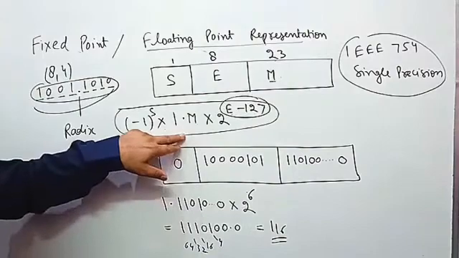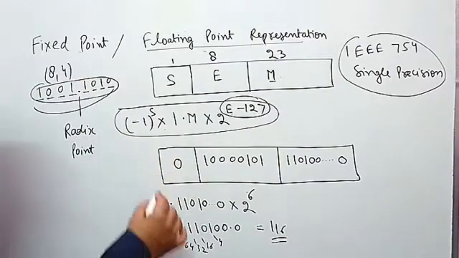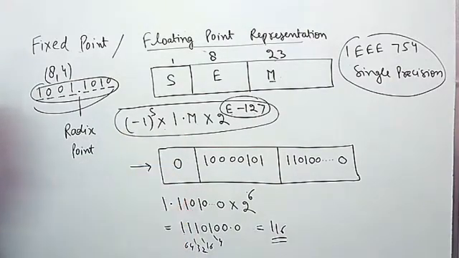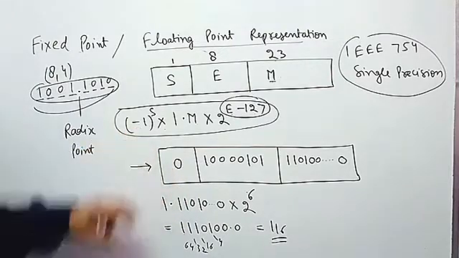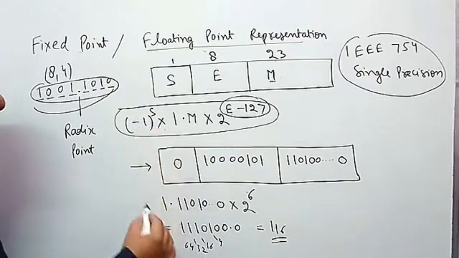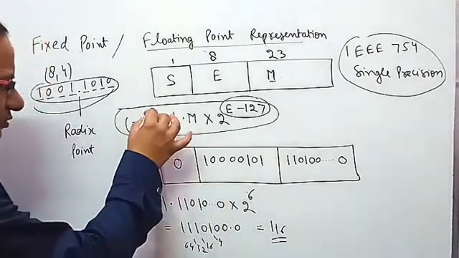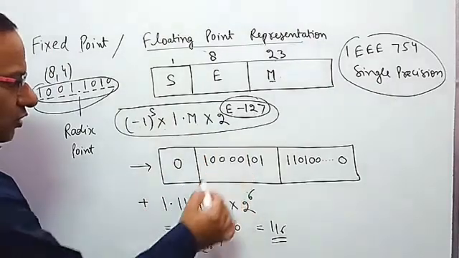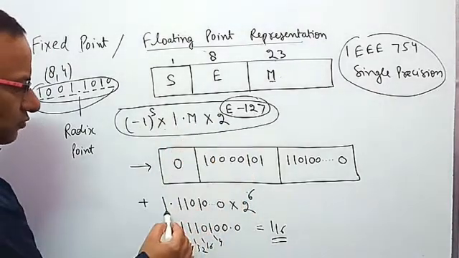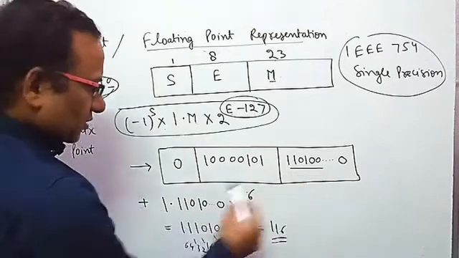So let's see. Suppose the stored representation is this. Now what number does this signify? So let's straight away put the values here. -1 raised to the power 0 means it is 1, so the number is positive. Then 1 dot mantissa, so 1 dot digits here.